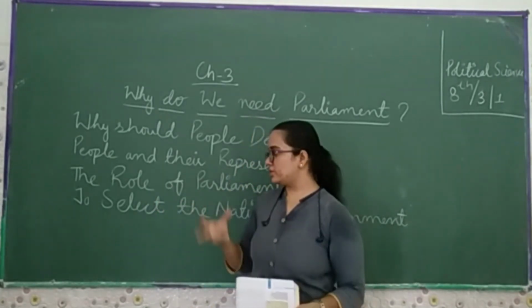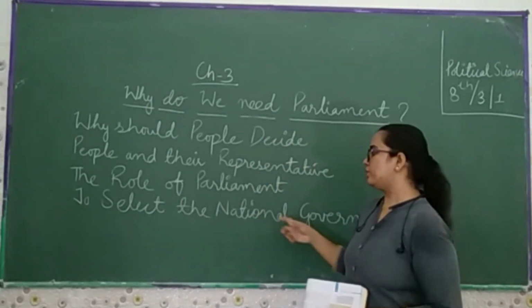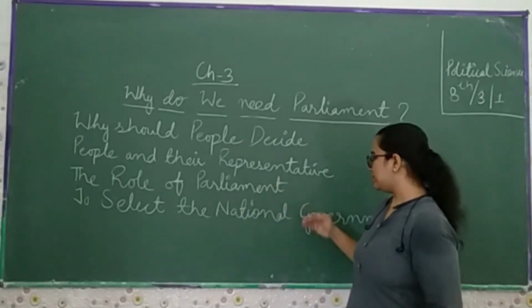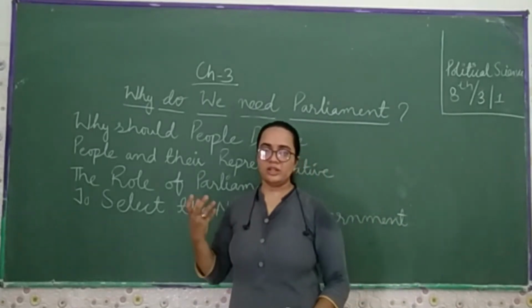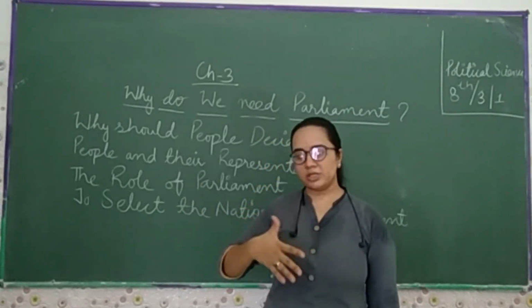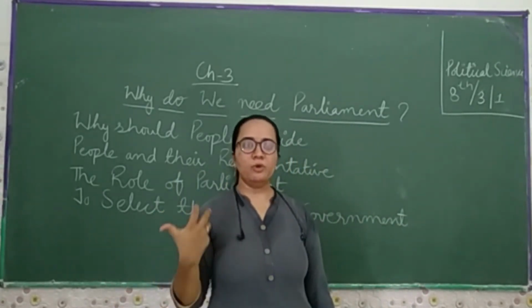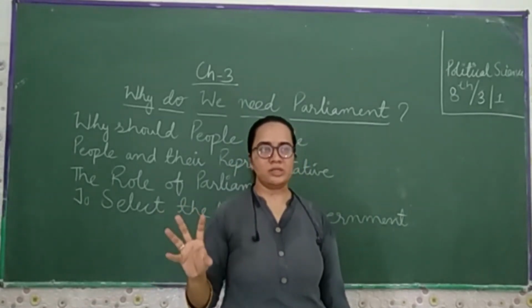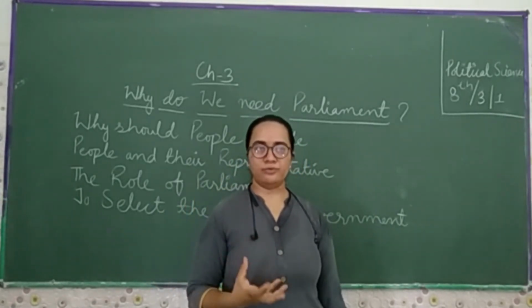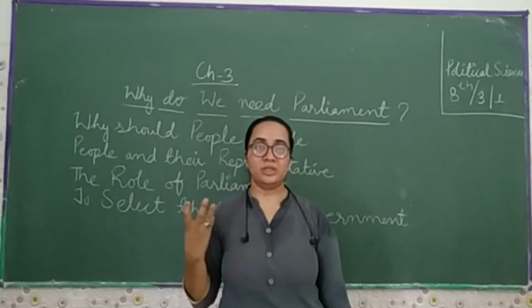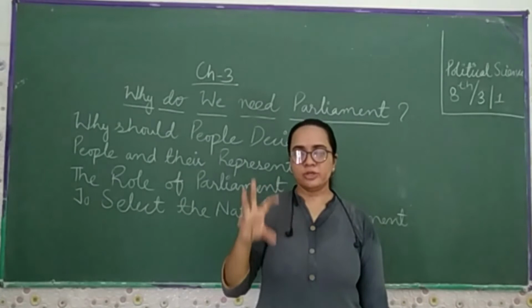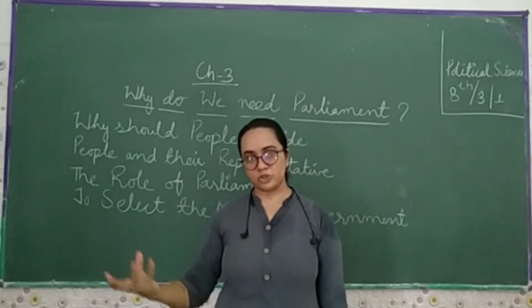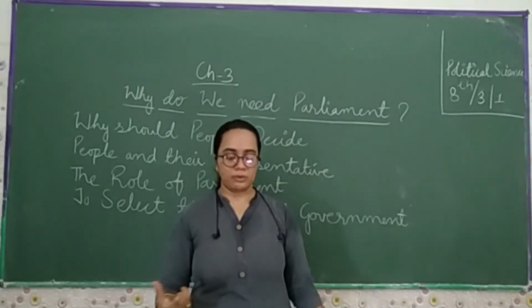What kind of functions and roles they have to perform, we are going to come to in this: to select the national government. Those who are in the majority form the government and sit on the ruling side. The people who are defeated, whether in another party or as independents, sit on the opposition side. First you have to show that you are in the majority, and after that you can form the government.